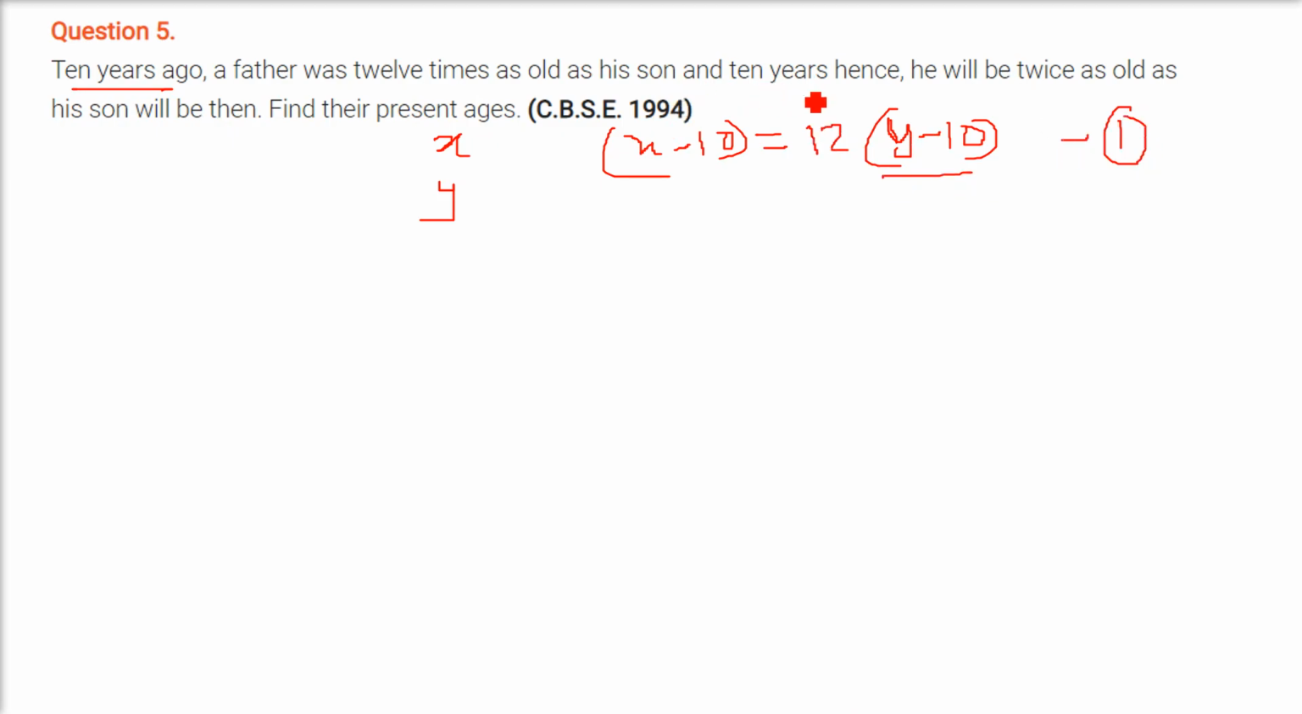Then 10 years hence means after 10 years, we have to add. x and y are the present age of the father and the son. Now after 10 years, we add 10 to x and we add 10 to y. After 10 years, he will be twice as old as his son. So this is our second equation.